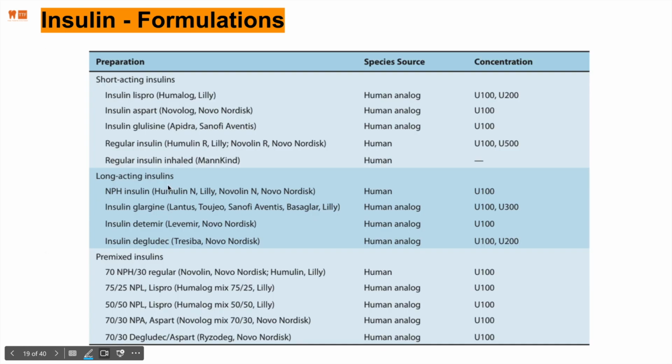This chart here tells us the concentrations available for short-acting, long-acting, and pre-mixed. Now, pre-mixed is necessary because sometimes a person needs a part of regular and NPH. Sometimes people need a basal long-acting and a short-acting at the same time in concentrations of 70/30, 50/50, 75/25, and so on. And remember, all of these are 100 in concentration.